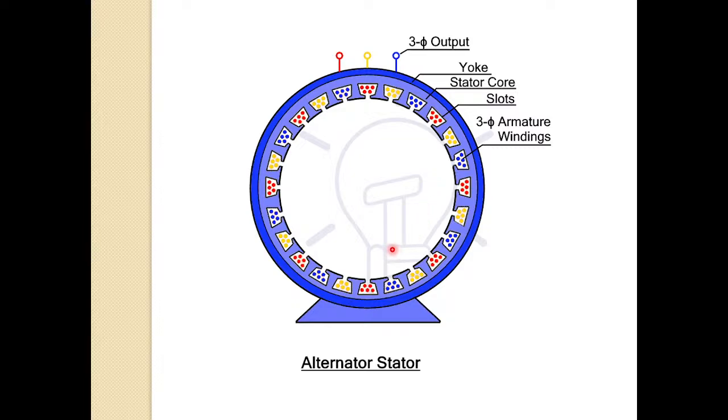Okay, so the output current is directly drawn from the brushes that are connected. Brushes are not shown in this diagram, but they will be there. Here you can see the three-phase output terminals, R, Y, B. From the brushes, the supply is directly connected, which will give the energy to the load that is connected to it.